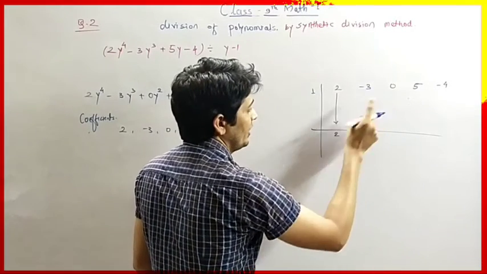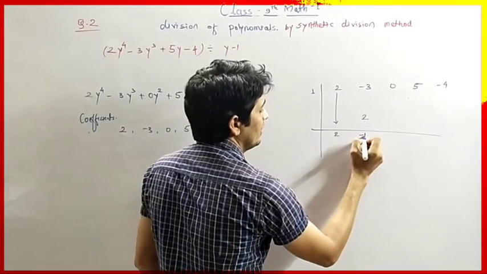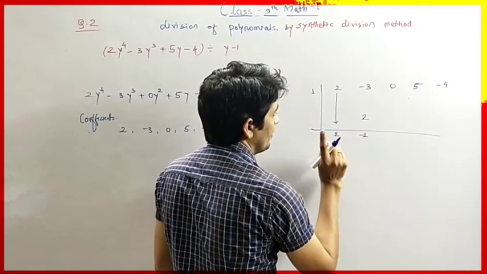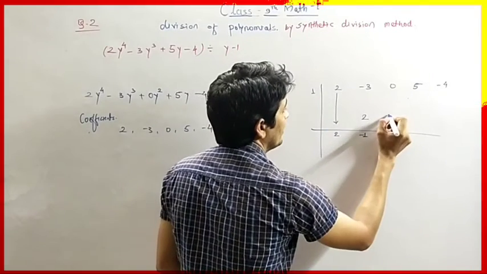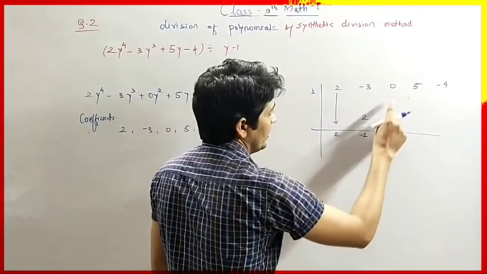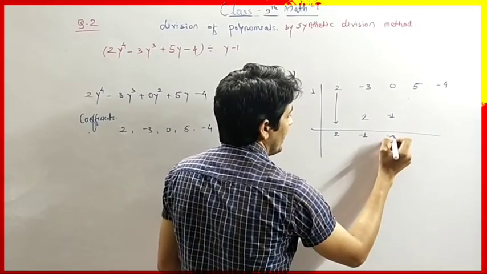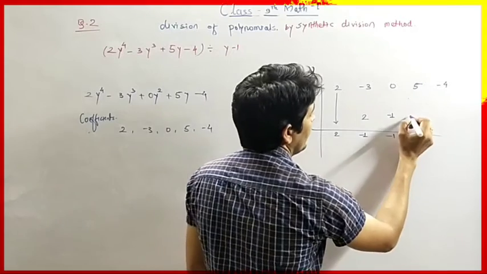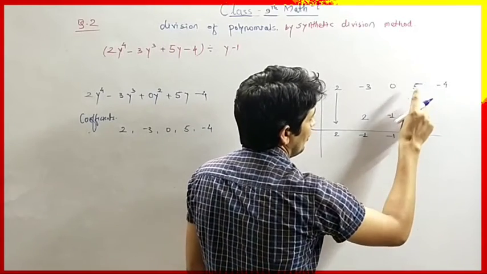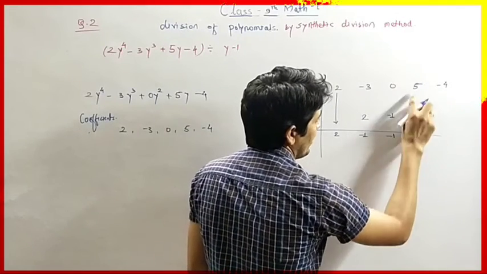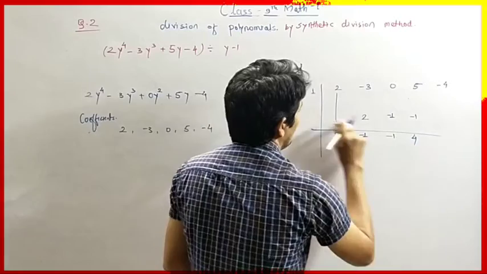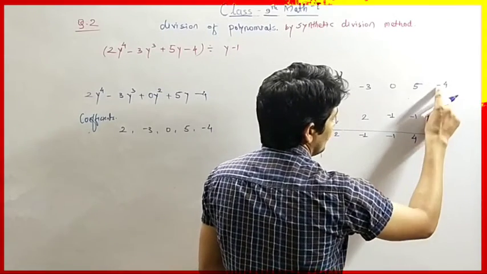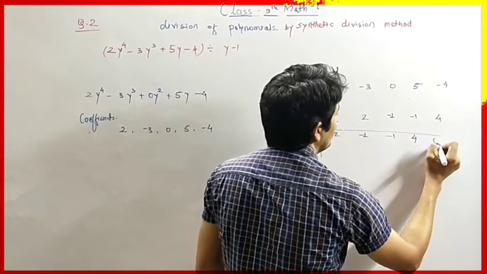So minus 3 and 2 is minus 1. Then 1 into minus 1 is minus 1. So 0 and minus 1 is minus 1. Then 1 into minus 1 is again minus 1. So 5 minus 1 is 4. Then 1 into 4 is 4. So minus 4 and 4 is 0.